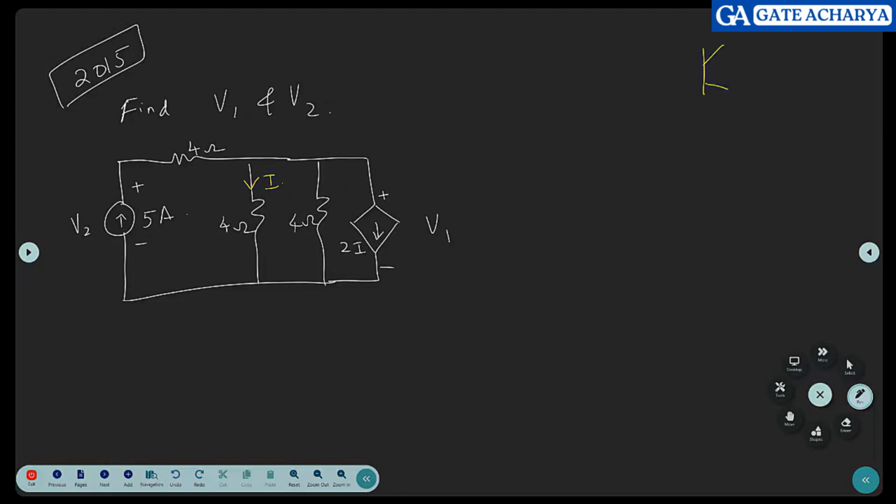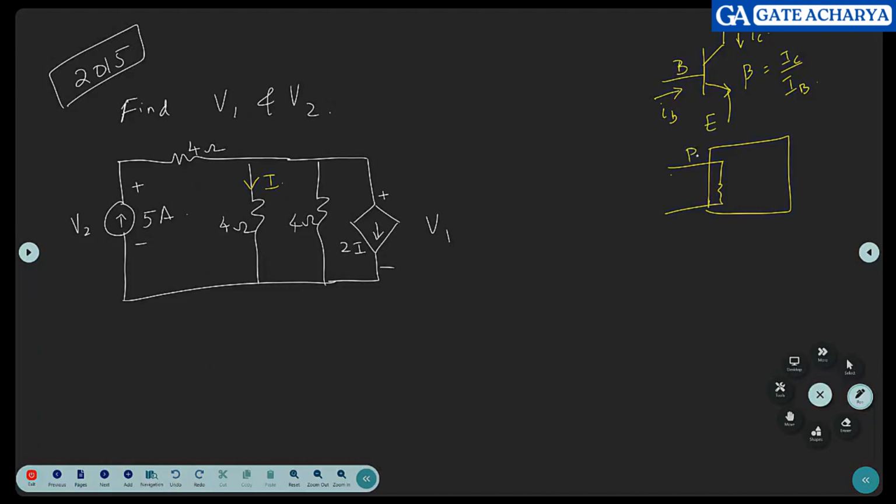For a BJT, what is the current equation? Beta equal to IC by IB. So whatever current goes here, IB decides this IC. So when you try to model a BJT, we try to say like this: this is the base, this is the emitter, this is the collector.